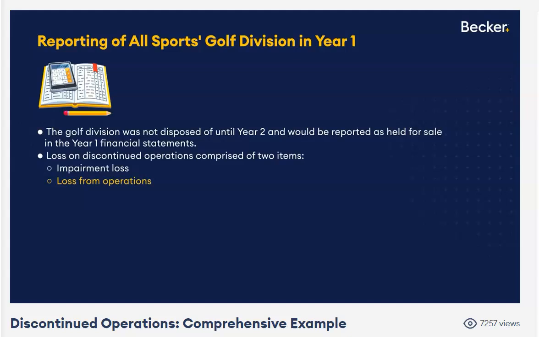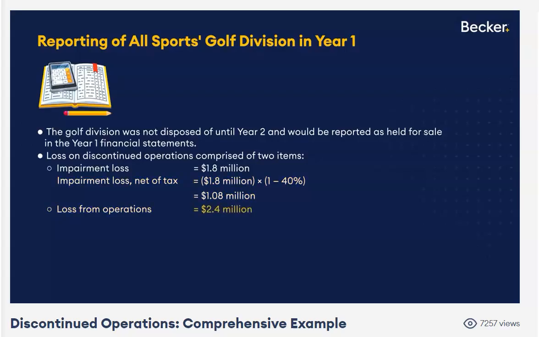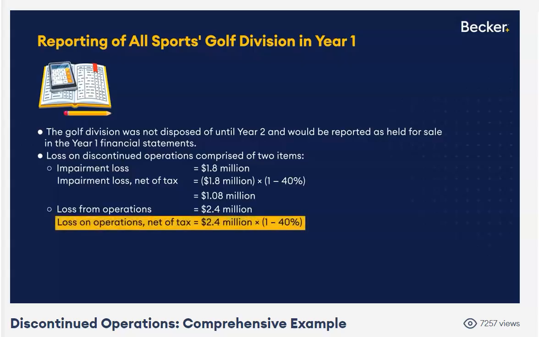So the impairment loss, that $1.8 million, we're going to have to convert by multiplying it by 1 minus the tax rate, 1 minus 0.4, and then the loss on operations, $2.4 million, we'll also have to convert to net of tax by multiplying it by 1 minus the tax rate. So this is what it would look like on your next slide. You ready? We've got the loss from operations, net of tax. Now take a look at this.